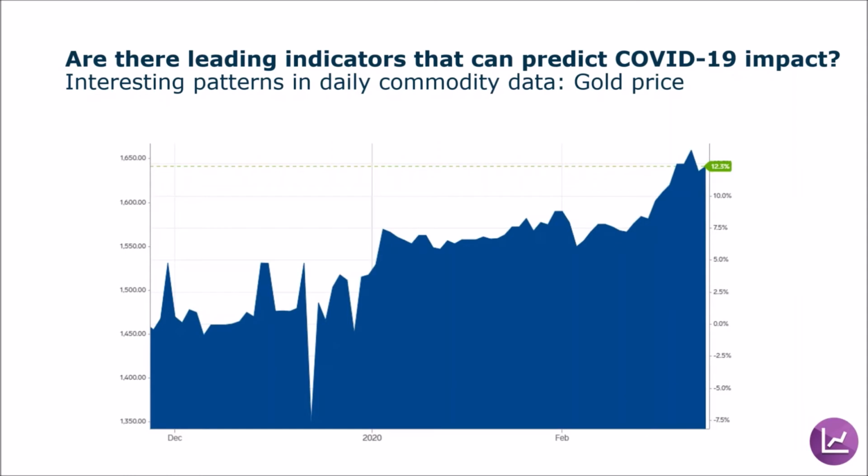Another indicator in which we saw change is the gold price. Gold has been a safe haven for investors for quite some time. So if the economy was going into a period of uncertainty or a period of recession, all investors flock to gold. Well, what we can see here is that the gold price actually increased by 12% over the last 2-3 months.